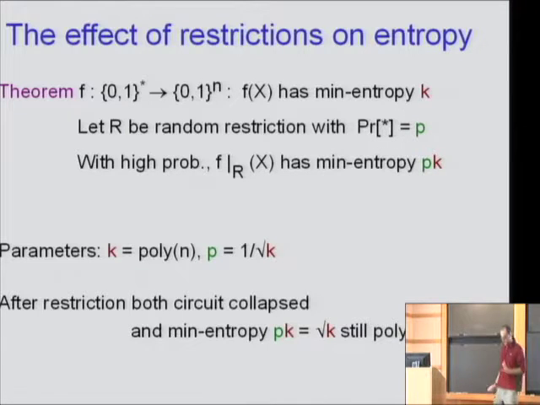This is the best that you can offer, because if I start with the identity function, I get exactly this bound here. And here, the parameters: you can set this p to be polynomial in the min-entropy, and you get the result. Let me tell you how this is proved.